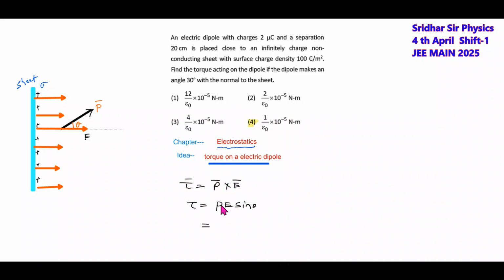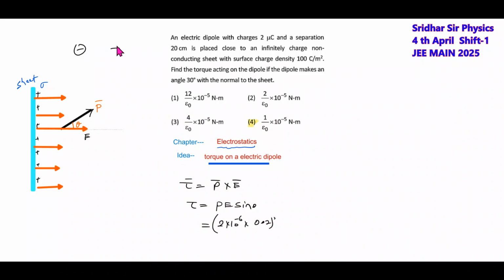No, we don't know the electric dipole moment. What is the electric dipole moment? 2 microcoulomb into 20 centimeter, that is 2 into 10 to the power of minus 6 into 20 centimeter. Electric field strength, charge density is given. So we'll convert this into meter: 0.2.